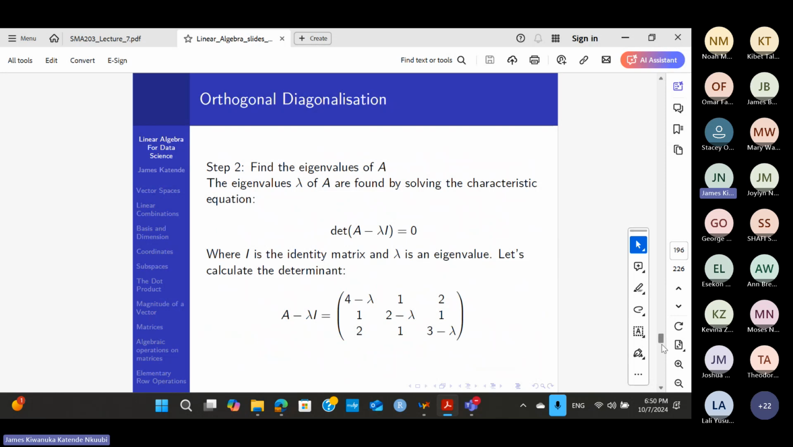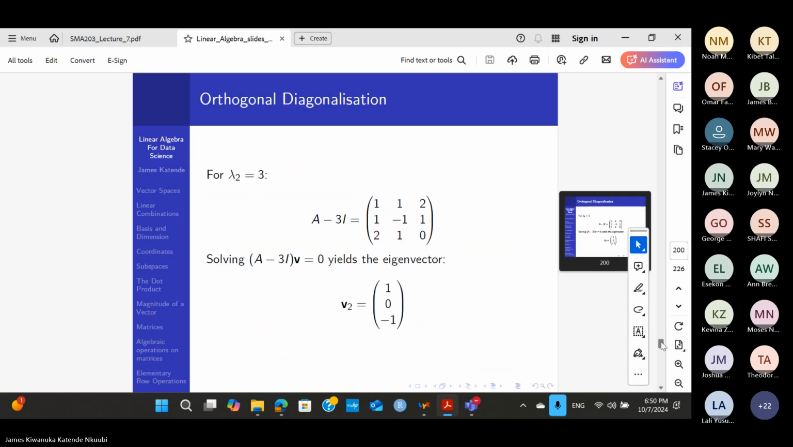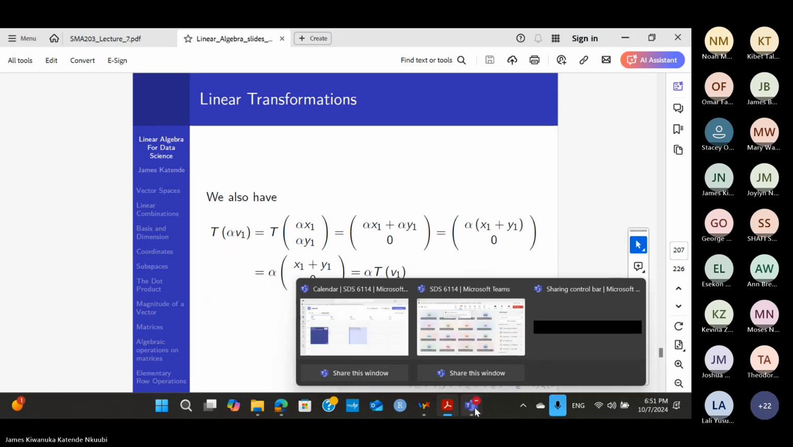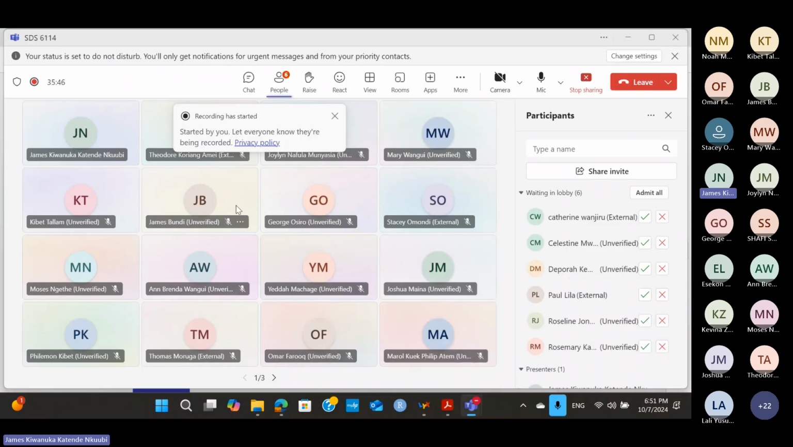Today, I wanted to start on this new topic, linear transformations. Did I set up recording? Let's just confirm. Yeah, recording is on.